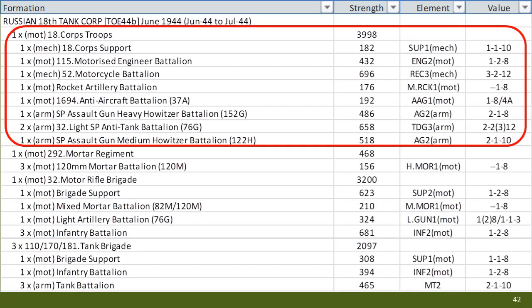This shows the 18th Tank Corps in June 1944. The motorcycle battalion continued to be expanded. I expect the Russians felt their reconnaissance capability was lacking, and this was an attempt to resolve that issue.